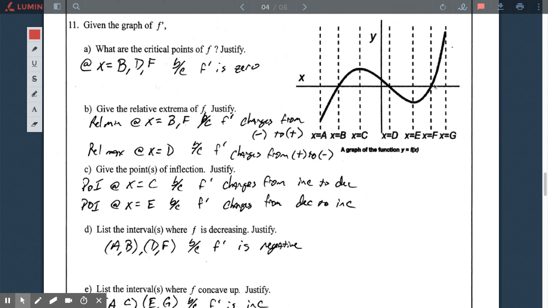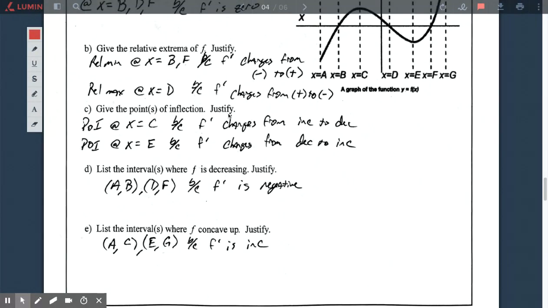So I need to know, am I changing from negative to positive or vice versa? At B, I'm changing from negative to positive, so that means I have a minimum. I'm also changing from negative to positive at F. So B and F, I have minimums because f prime is changing from negative to positive. At D, however, f prime is changing from positive to negative, so that means we have a maximum because f prime is changing from positive to negative.